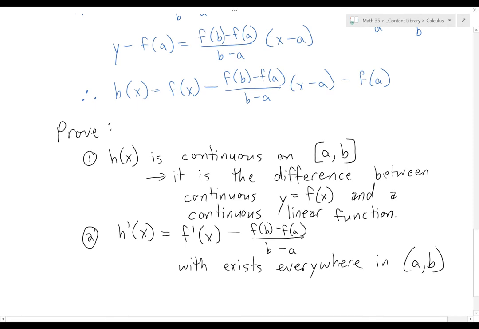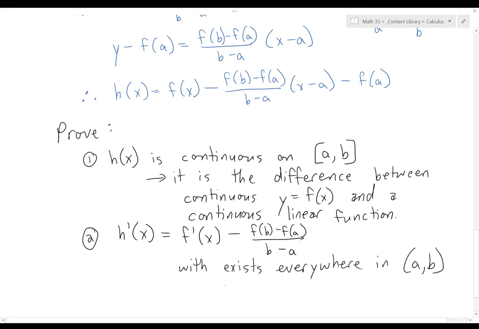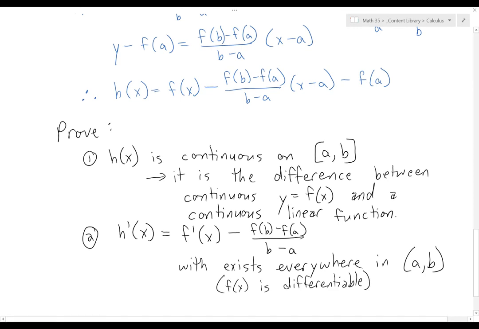because I know that f of x exists everywhere in that interval, and f prime of x exists everywhere in that interval. So specifically, f of x is differentiable. This wouldn't be true if I didn't know that f of x was differentiable, but we've already said that f of x meets that criteria.